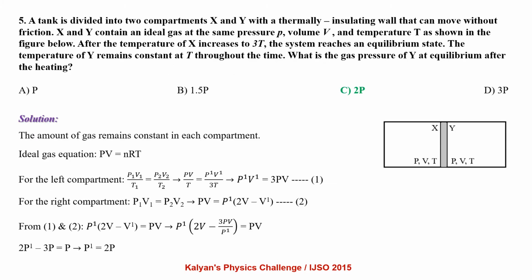A tank is divided into two compartments x and y with a thermally insulating wall that can move without friction. X and y contain an ideal gas at the same pressure, volume and temperature as shown in figure below. After the temperature of x increases to 3T, the system reaches an equilibrium state. The temperature of y remains constant at T throughout the time. What is the gas pressure of y at equilibrium after the heating? The amount of gas remains constant in each compartment.